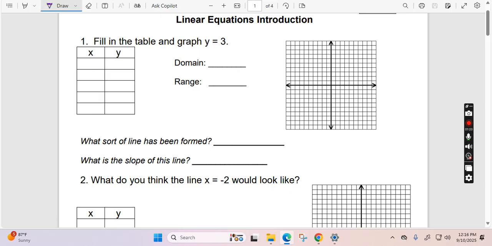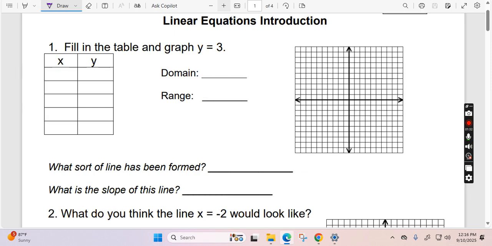Okay. All right. So number 1 says fill in the table and graph y equals 3. Okay. So where do you think y equals 3 is going to be? Make this just a tad bit bigger. Okay. Where's y equals 3? Somebody tell me. Am I going up 3 or am I going over 3? Going up 3. Okay. So 1, 2, 3. And I'm going to draw a straight line.